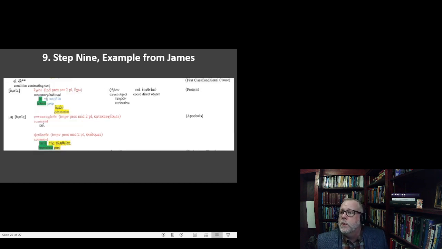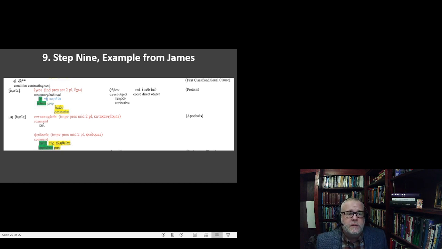Here we have a few more. Just to kind of show you a few. We marked the echete there, the first verb, as a customary or habitual present. And notice it's fully parsed right after it there. It's an indicative, present active, second plural from echō.